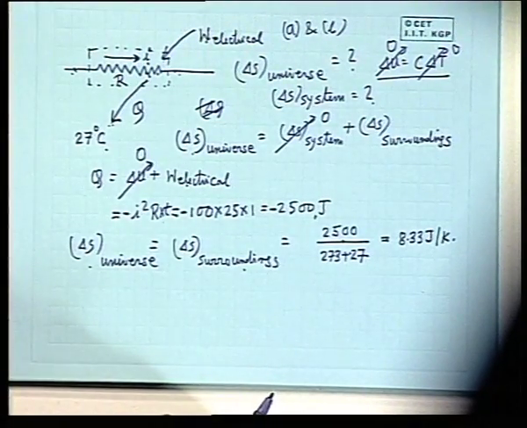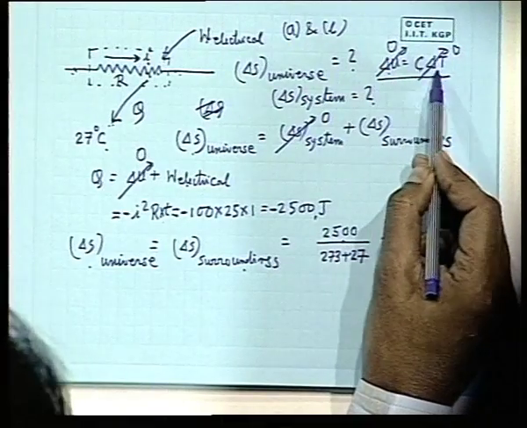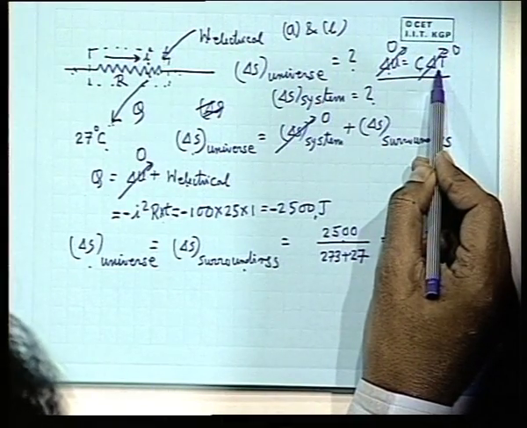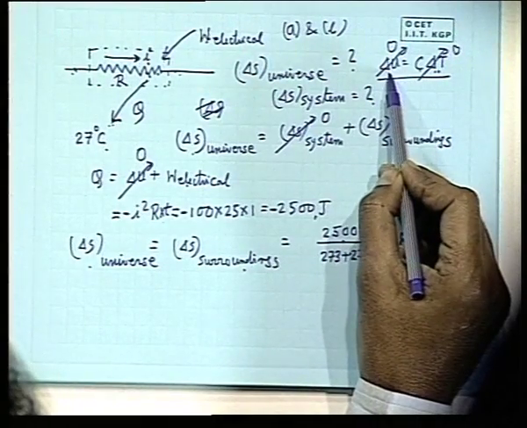So, I asked, sir, how can we understand that delta S system is 0? I tell you that it is written that delta U is C delta T. This is given in the problem. Clear? Why do you assume delta T is 0? So, delta U is 0.